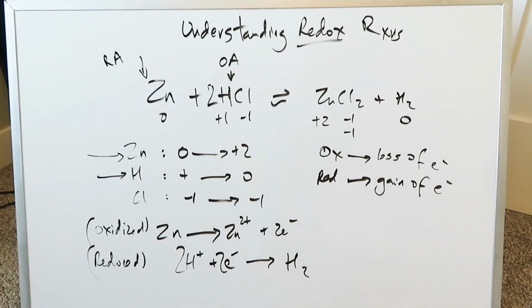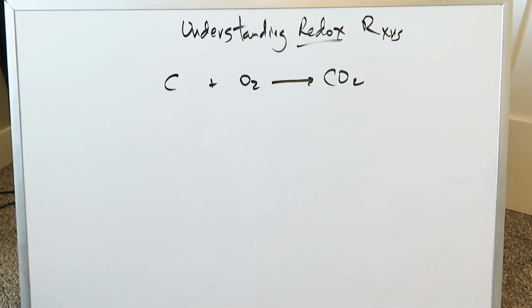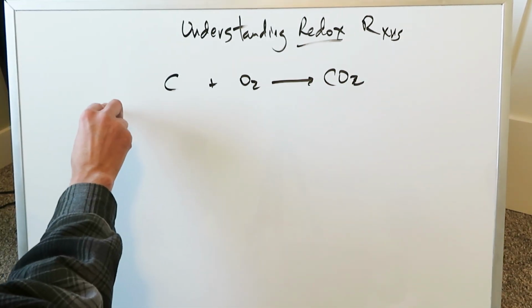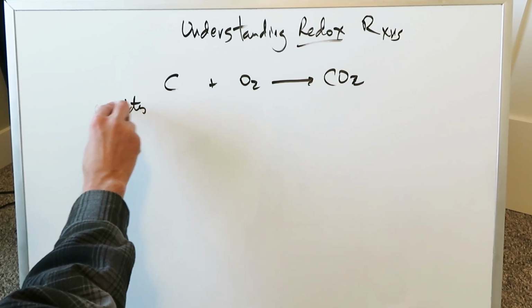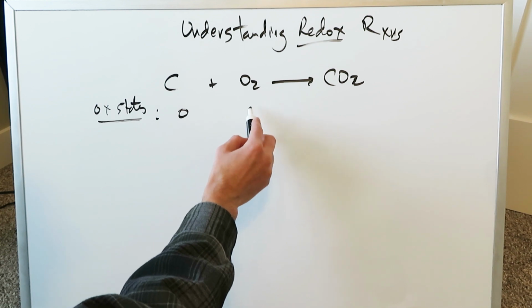Let's look at one more example and we can put all of this into good perspective. Let's look at this one. Carbon plus oxygen gives you carbon dioxide. You wouldn't expect this to be a redox reaction, but it is, because there will be a transfer of electrons. Look at the oxidation states. Always start with the oxidation states. What's the oxidation state of carbon? It's 0. What's the oxidation state of oxygen?